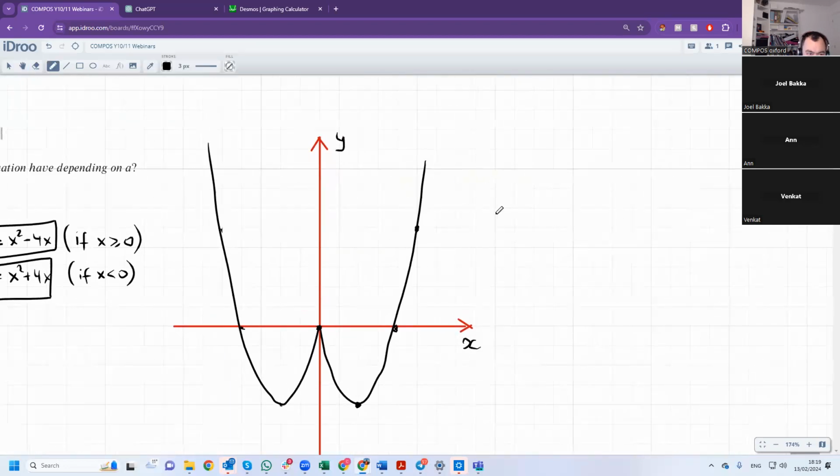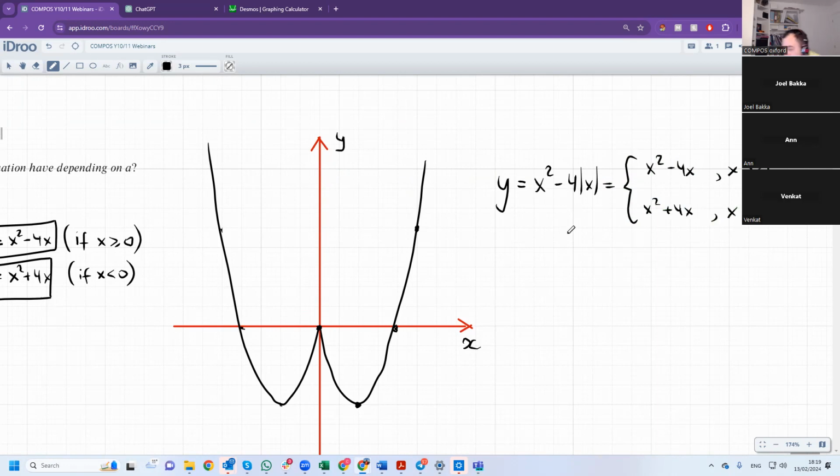So how did I do that? Just a quick recap. So I had a graph of y equals x squared minus 4 modulus x. And we know that this thing is equal to x squared minus 4x if x is positive, and it's equal to x squared plus 4x if x is negative. This comes just from the definition of the modulus. Therefore, for x greater than 0 and for x less than 0, I draw two different graphs. Do you understand? Do you get it? And on a scale of 0 to 10, please.